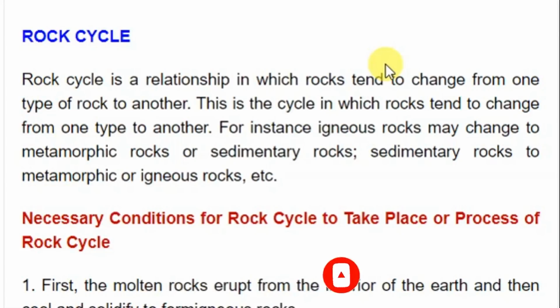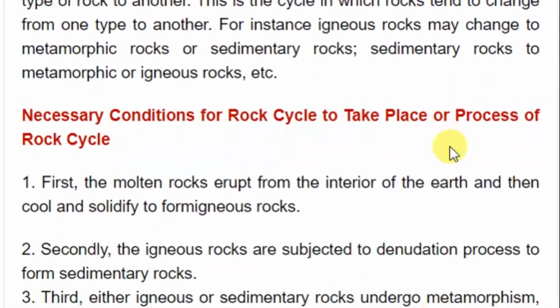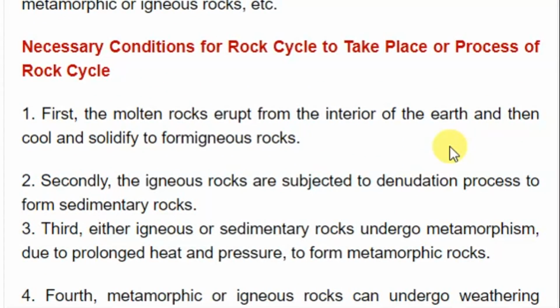Now, the rock cycle is a relationship in which rock tends to change from one type of rock to another. That's what we call a rock cycle. For instance, igneous rock may change to metamorphic rock, or sedimentary rock to metamorphic or igneous rock, etc. So rock cycle ni namna ambayo aina moja ya rock inaweza ikabadilika kwenda aina nyingine ya rock. Type moja ya rock inaweza ikachange kwenda another type of rock.